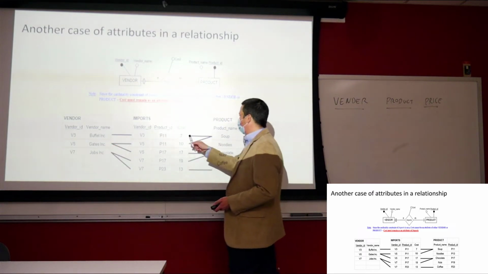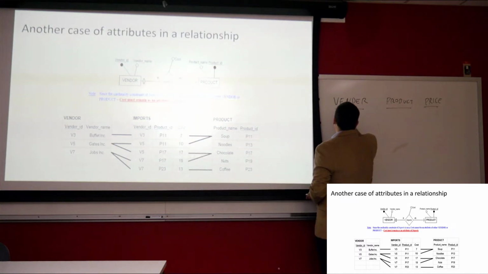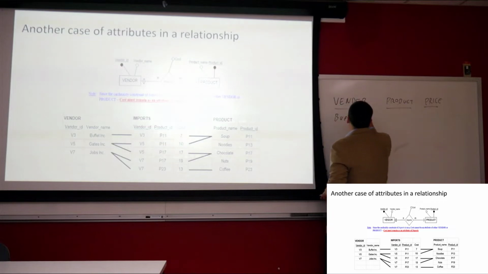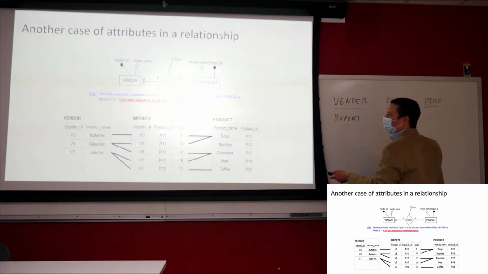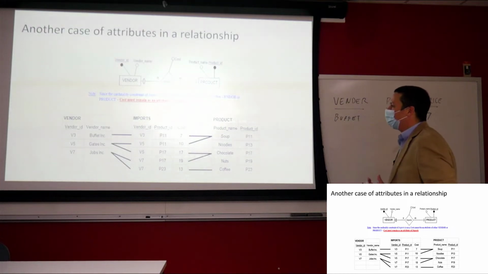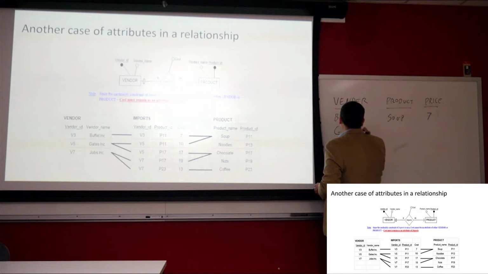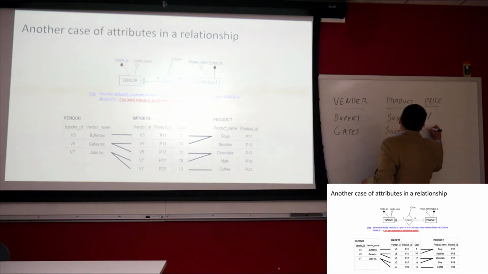Okay? Now, each row in this imports table in our gerund is representing an individual vendor importing some individual product, and then here's the cost of that. So this first row is Buffett Incorporated, B-U-F-F-E-T, importing product P11, which is soup. And Buffett soup cost $7. I don't know if that's per pint or per gallon, but it's $7. This next row, we have Gates, so V5, Gates Incorporated, importing product P11, which also is soup, for a cost of 10. So we have Gates, soup, which is 10.